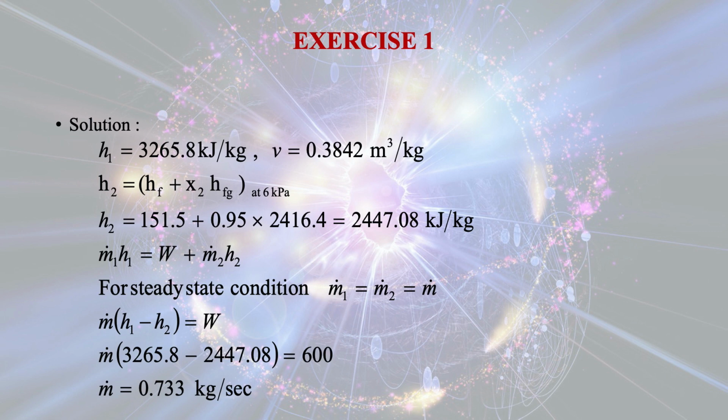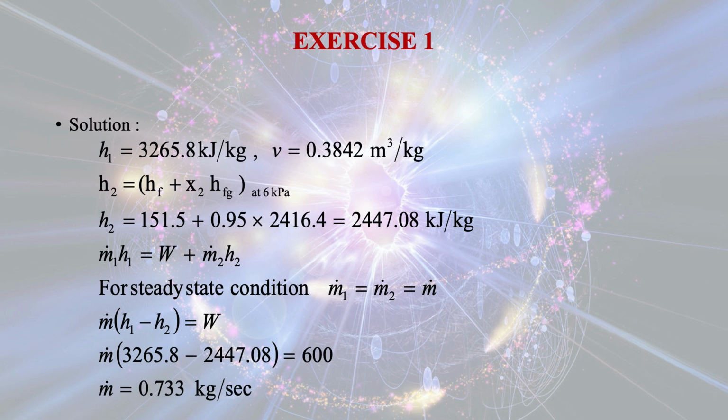At the exit of the steam from the turbine, that is at state 2, h2 is hf plus x2 hfg. hf is the enthalpy at the liquid line at pressure 6 kilopascal and hfg is the value of the latent heat at pressure 6 kilopascal. All these values of hf and hfg you will get from the steam table. So you can very easily calculate h2, that is equal to 2447.08 kilojoule per kg.